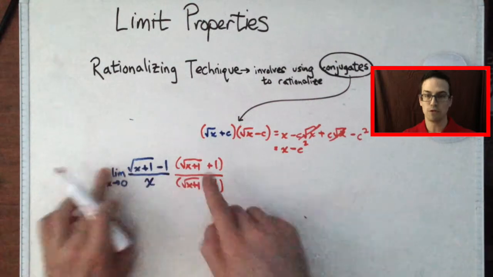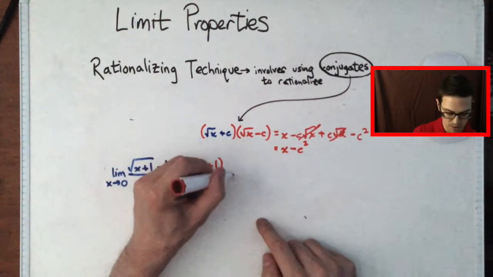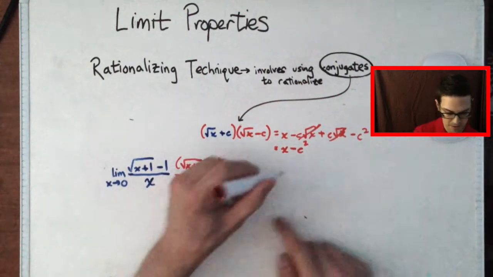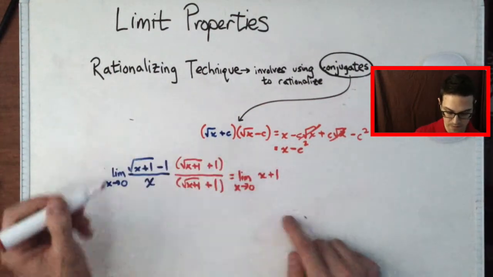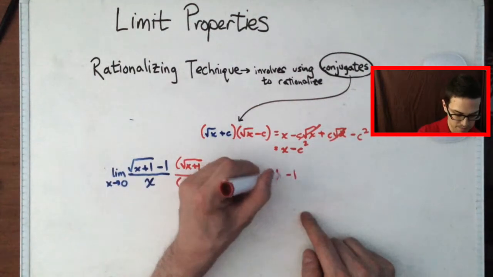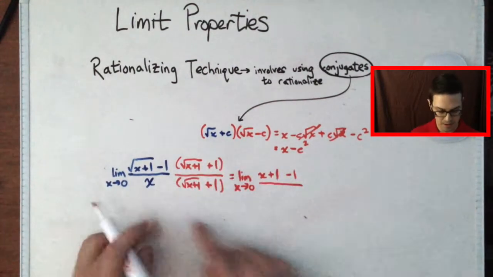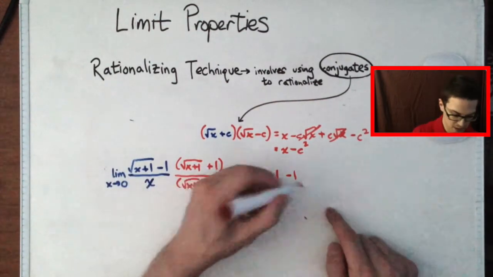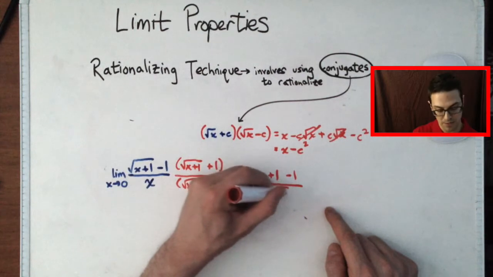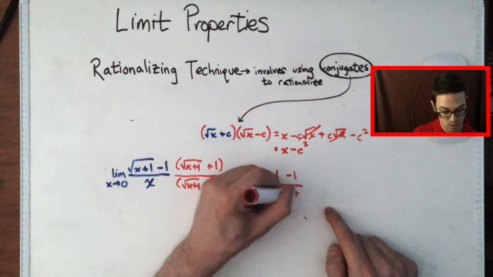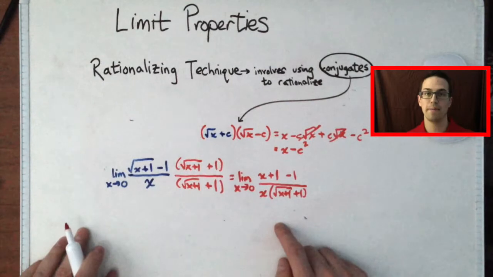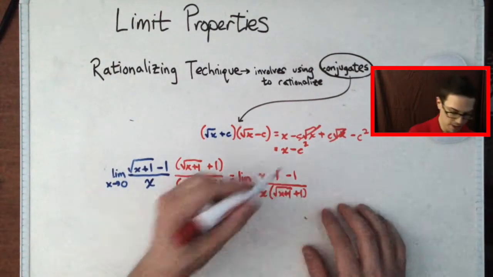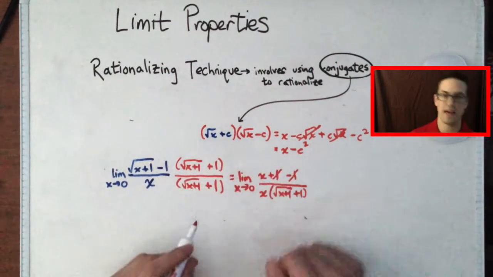Now if you multiply this numerator out, you will get the limit as x goes to 0 of x plus 1 minus 1 over x, and I'm not even going to distribute the denominator, I'm just going to keep this factored here. So we have the square root of x plus 1 plus 1. Let's cancel some things out if we can. We have this 1 minus 1 right here, so that'll cancel out. So now you just have x on top.